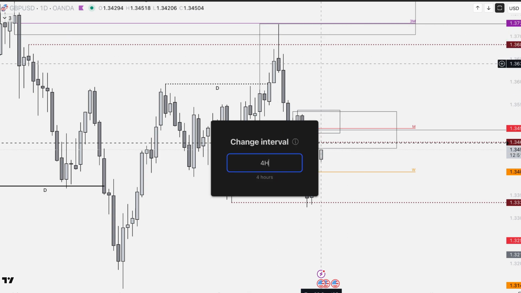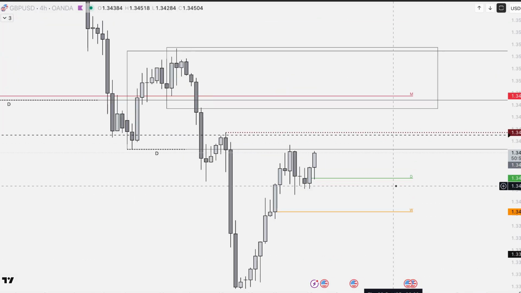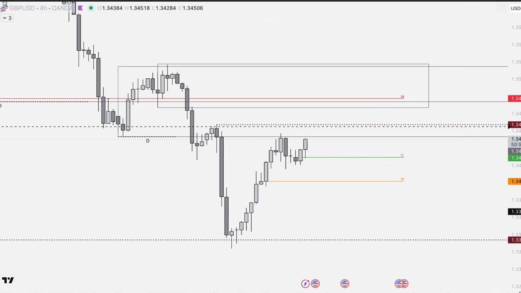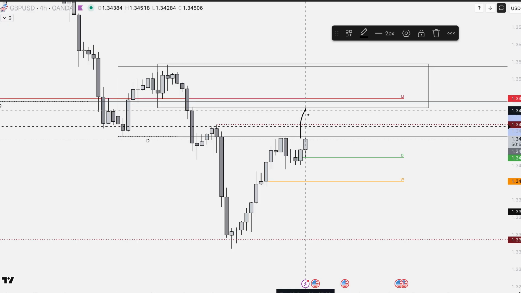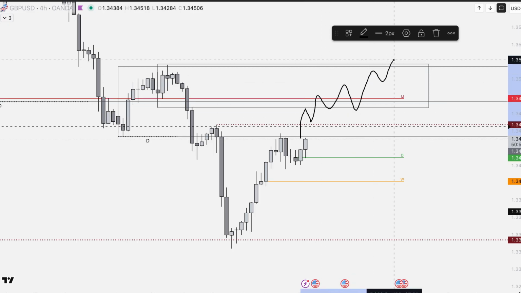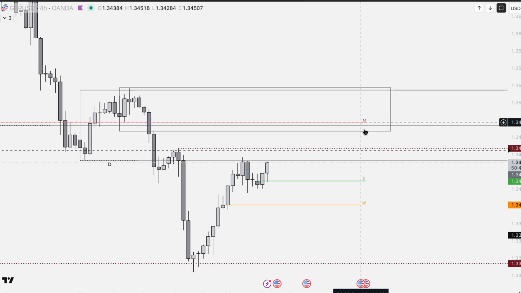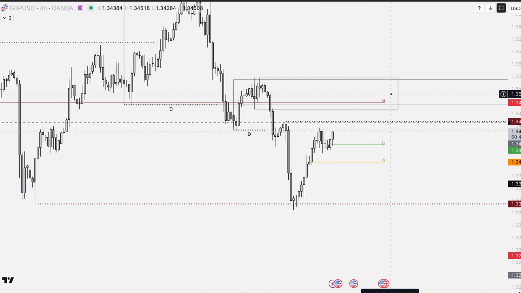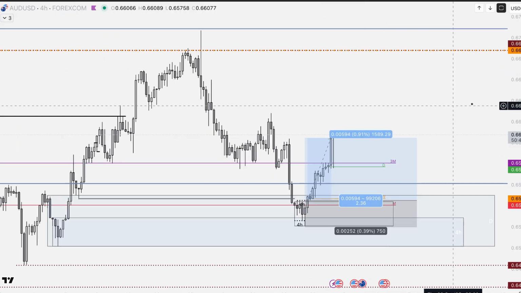So I just wait for the confirmation on the lower time frame, on the 4-hour time frame, and look if we get a change of character. If we don't get a change of character, I will just wait until we get one to have the confirmation to short the pair. The next one is the Aussie dollar.